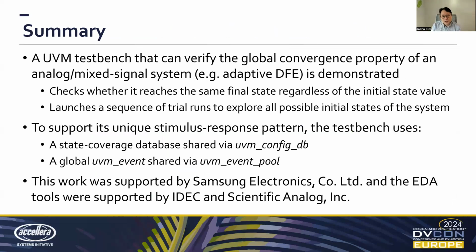Okay, here's a summary. So I just presented a UVM testbench that can verify the global convergence property of an analog mixed signal system, such as the adaptive DFE. So it checks whether the system reaches the same final state, regardless of the initial state value. And in order to do that, it launches a sequence of trial runs that try from a different initial state and see if they all lead to the same final state.